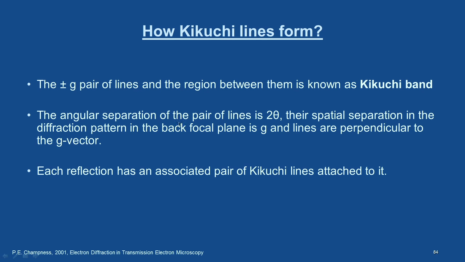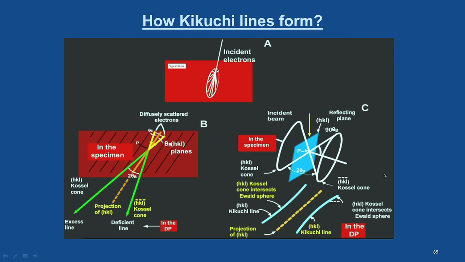The angular separation of the pair of lines is 2 theta, their spatial separation in the diffraction pattern in the back focal plane is G, and the lines are perpendicular to the G vector. Each reflection has an associated pair of Kikuchi lines attached to it. So, this is a schematic, you can look at it and you can appreciate what we are now talking about.